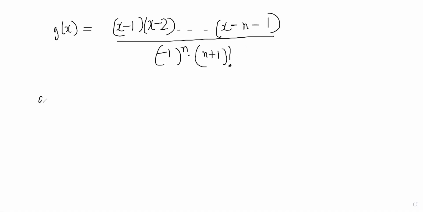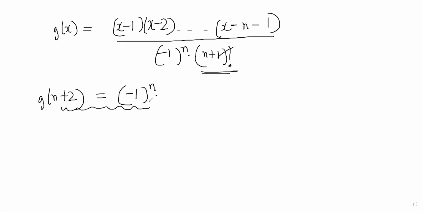And now if you put g of n plus 2 here in it, you will realize that if you put n plus 2, the top part becomes n plus 1, n, till 1. So it is n plus 1 factorial divided by n plus 1 factorial. So that is simply going to be minus 1 power n, right? You're going to cancel this n plus 1 factorial from there. So you're getting g of n plus 2 is equal to this.